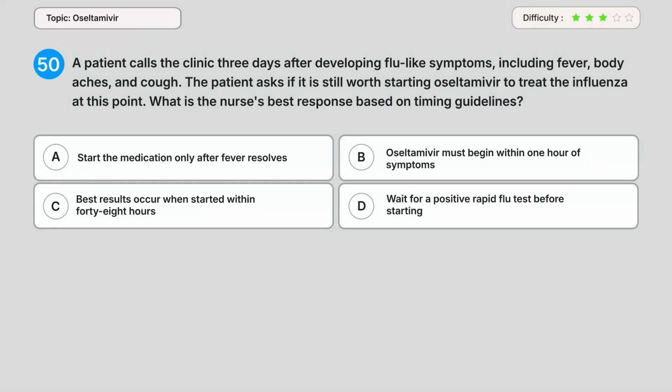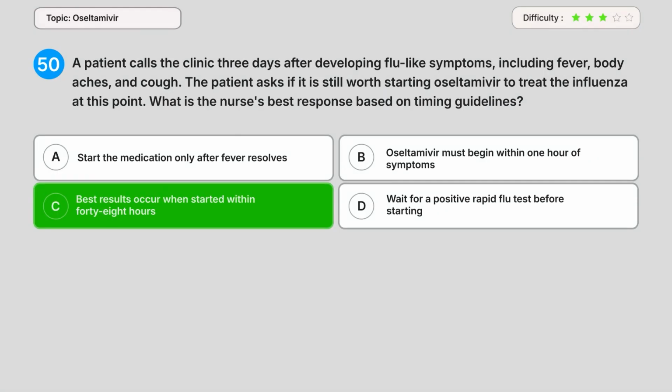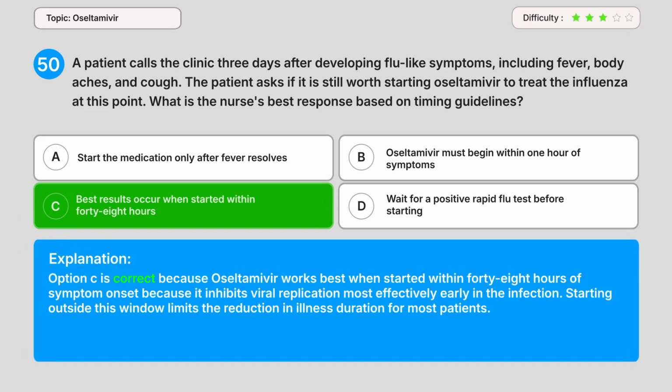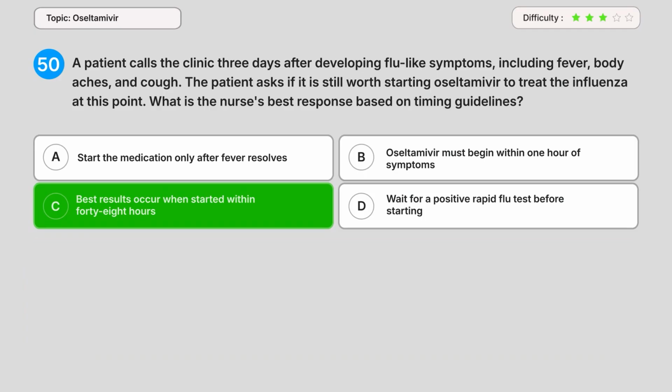Correct answer. C. Best results occur when started within 48 hours. Oseltamivir works best when started within 48 hours of symptom onset because it inhibits viral replication most effectively early in the infection. Starting outside this window limits the reduction in illness duration for most patients.